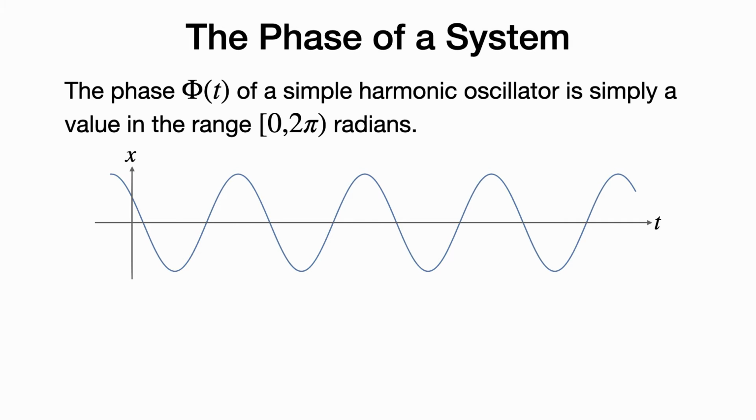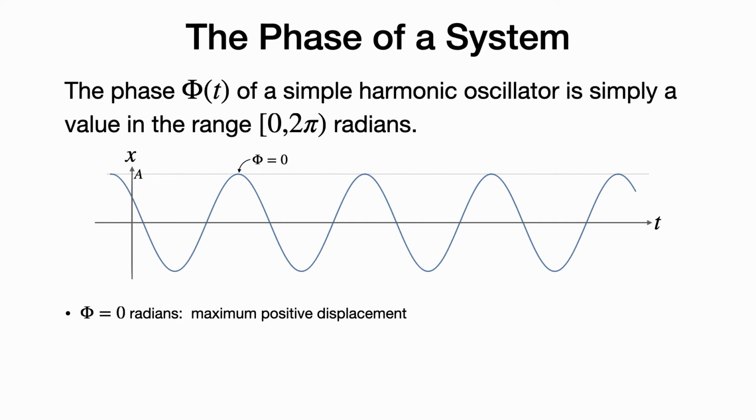Therefore, we subtract some integer multiple of 2 pi from the total phase to get the phase in the range from 0 to 2 pi. Mathematically, this is giving the phase modulo 2 pi. A phase of 0 radians means that the oscillator is at its maximum positive displacement.